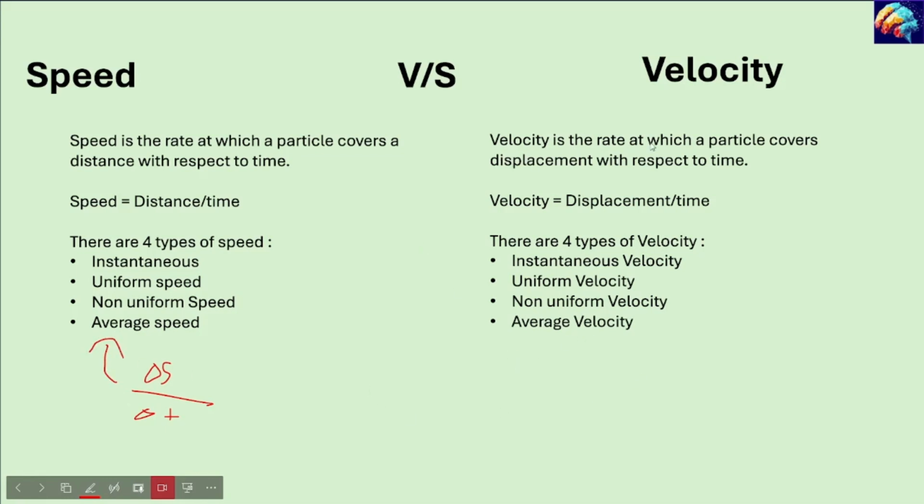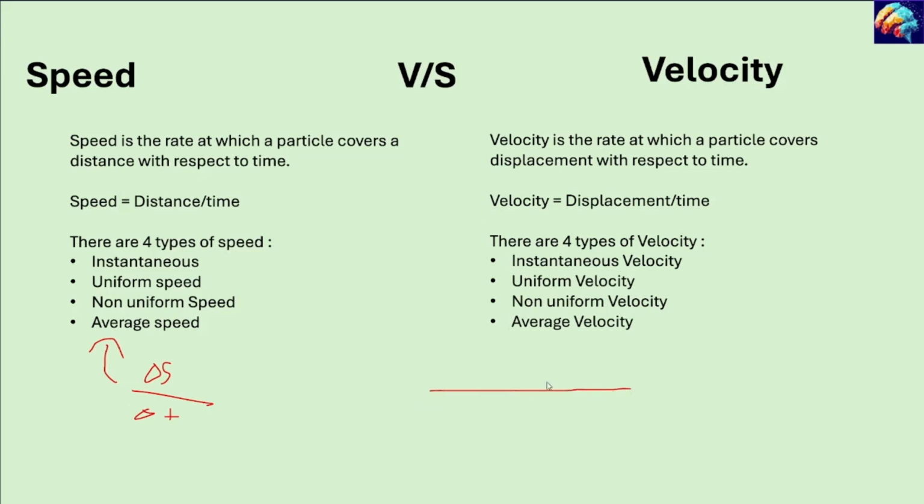Velocity is the rate at which a particle covers displacement with respect to time. Velocity would be displacement over time. Displacement is what makes velocity a vector quantity. There are 4 types of velocity: instantaneous velocity, uniform velocity, non-uniform velocity, and also average velocity. Instantaneous velocity is the velocity given at an instant of time. Uniform velocity is when the body moves in a uniform velocity.